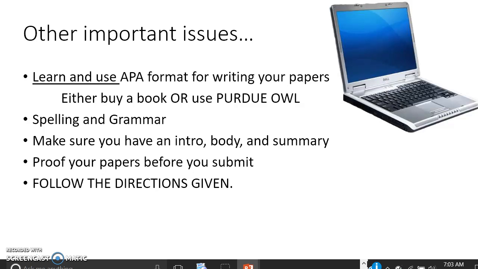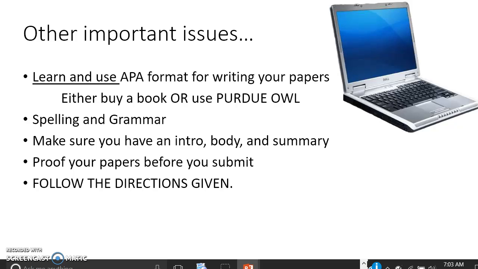Make sure that you check your spelling and grammar before you submit your written work. I believe every assignment has spelling and grammar points attached to it. This is a 300 level class, and that means I expect you to have command of the English language.